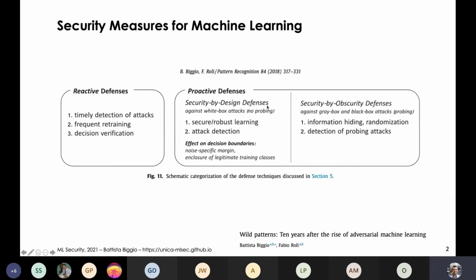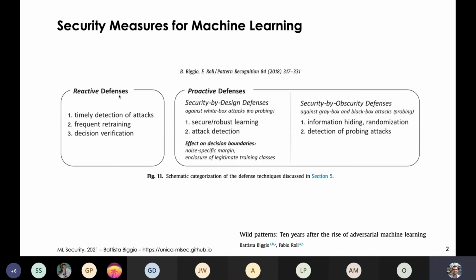Before actually starting into the details of the kind of defenses that you can implement by manipulating the learning algorithm or the data, it's good to remember that there are mainly two times in which you can defend against attacks in general. This is something general for security. Here we categorized defenses into reactive ones and proactive ones. Reactive means that you react to an attack that has already occurred.